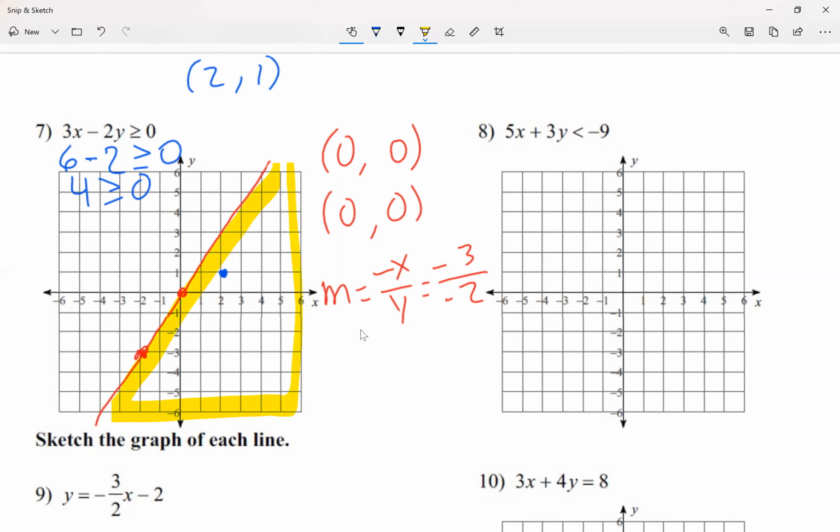You try a point, any point. If it makes sense, well, that's the correct side. If it doesn't make sense, the other side.